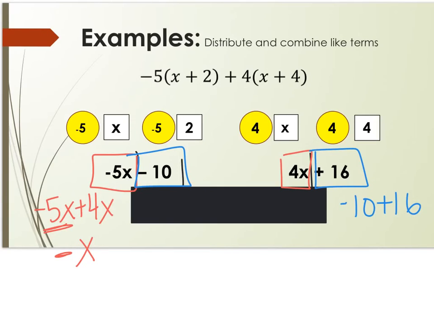On the constant side, you have a negative and a positive, so you'll subtract. 16 minus 10 is 6. 16 was the larger number, so it will be a positive 6. Your final answer will be a negative x plus 6.